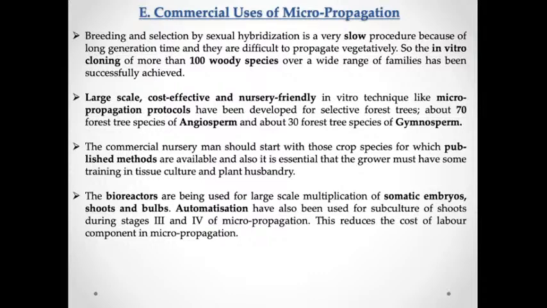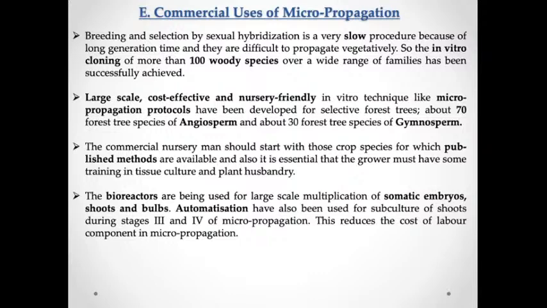100 woody species have been included in this part of it. It is a large scale, cost effective, nursery friendly technique. The methods have been published in quite a number of journals so that everyone can use it worldwide, so you don't have to follow your own methods.